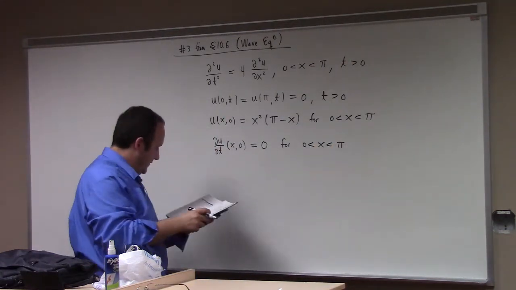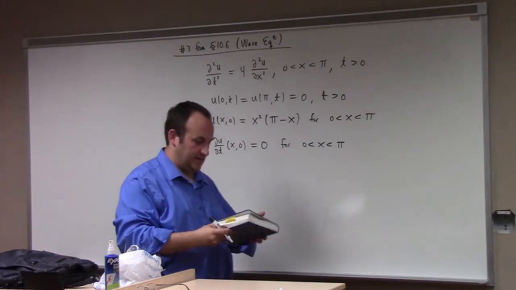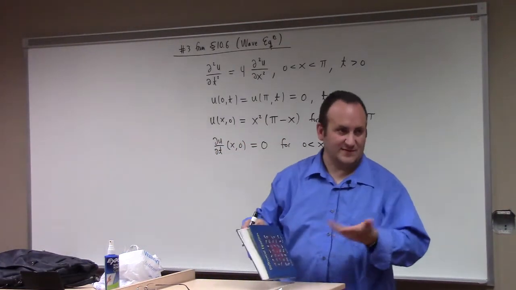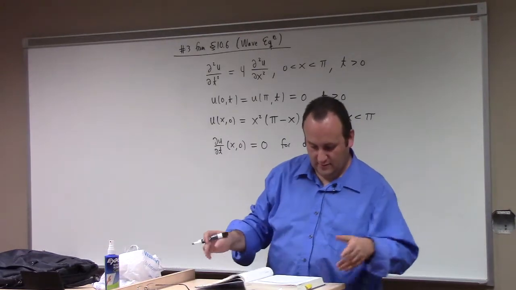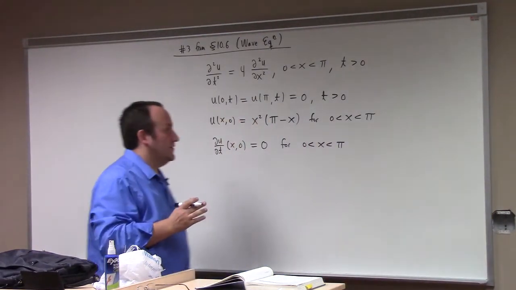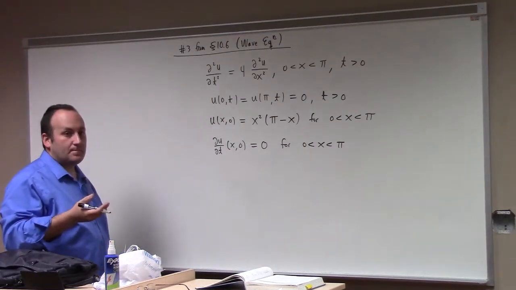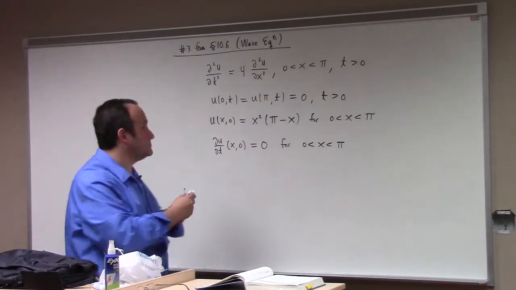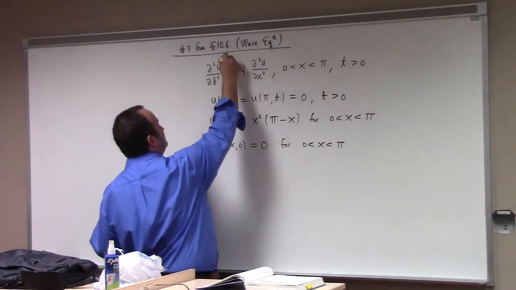So this is problem number 3 from section 10.6 in Nagel, Saff, and Snyder's Fundamentals of Differential Equations. This happens to be the 6th edition I'm holding, but I would wager that this problem is in lots of other editions. Let me explain what we're looking at. So this equation, which I'll box in red here, is the wave equation.